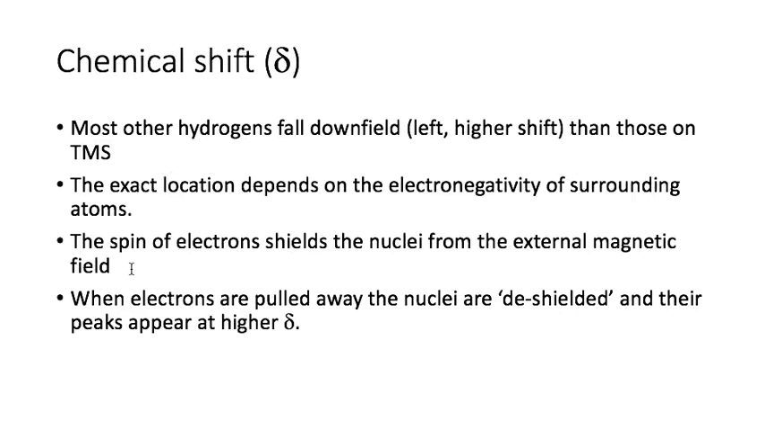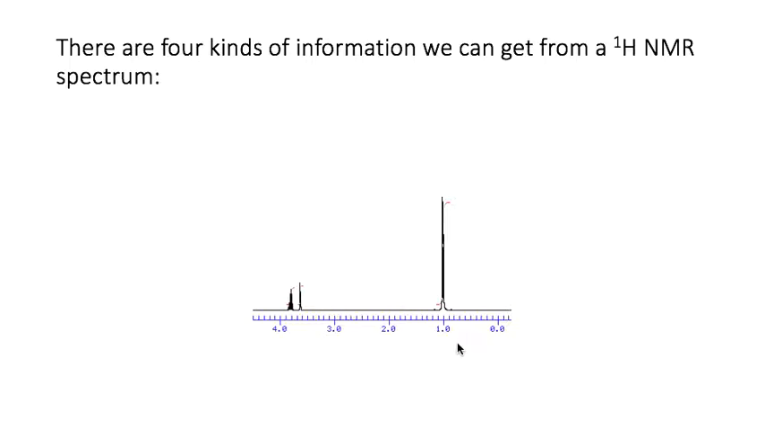So when we take a look at the spectrum, I'll show you where you'd see various kinds of things. If the electrons are pulled away, we say that the nuclei are de-shielded. This is 0 ppm. This is the TMS. If we had some in this spectrum, we'd see a peak there. This is downfield over here. This is upfield over here.